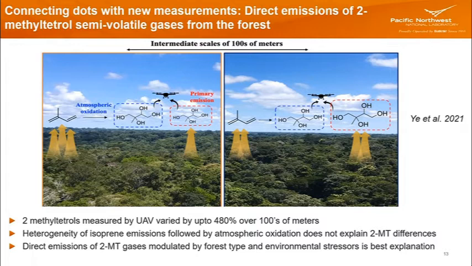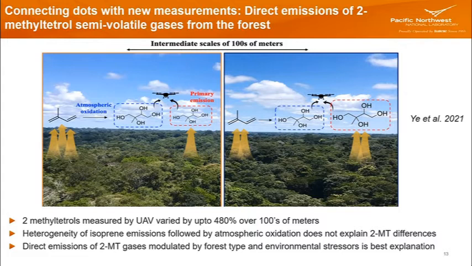Over the Amazon, with the UAVs, this paper is showing that the 2-methyl tetrols are varying by more than 480% over hundreds of meters. Even if the isoprene emissions are heterogeneous and their atmospheric oxidation happens, that does not explain these differences in 2-methyl tetrols, because they have a longer atmospheric lifetime here. So the direct emissions of 2-methyl tetrol gases, which are modulated both by the type of forest and environmental stressors, was proposed to be the best explanation. This was a 2021 paper.